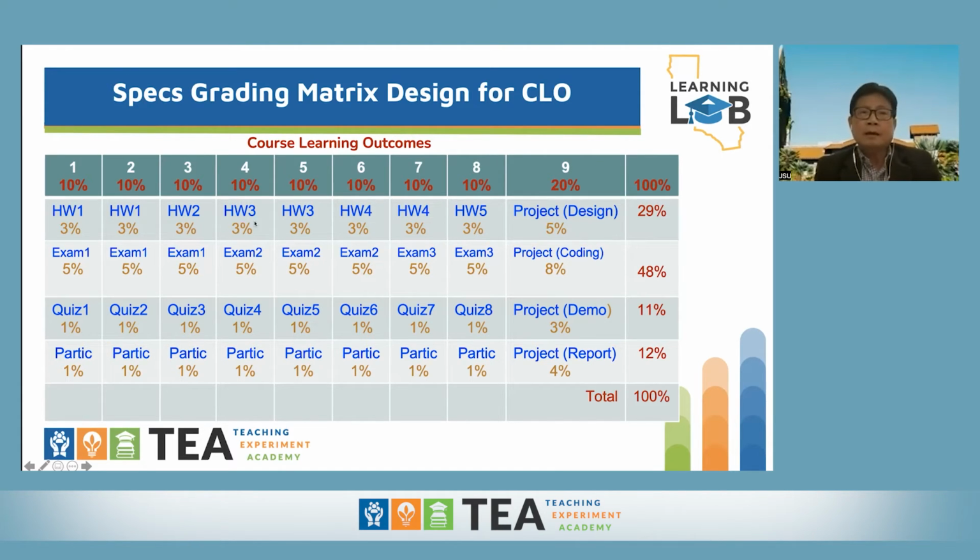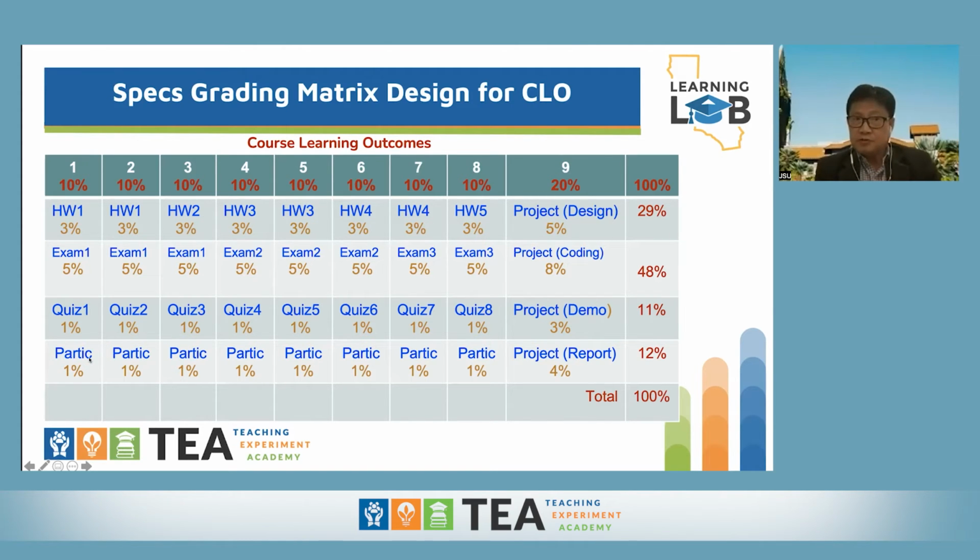And then I have 5 homework assignments. The first homework covers learning outcomes 1, 2 and 3. Homework 3 covers outcomes 4 and 5, homework 4 covers outcomes 6 and 7, and so on and so forth. In terms of the project, we have design, coding, demo, and the final report. Each one occupies a certain percentage in terms of the category of the learning outcome.